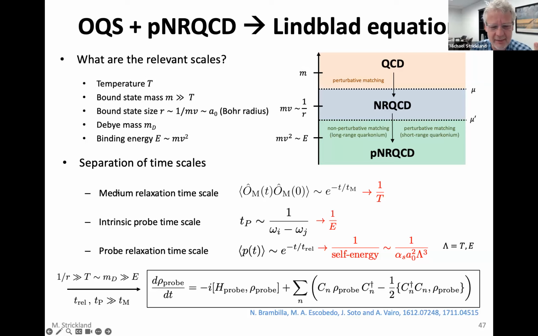One is the medium relaxation timescale. That's how fast the system itself, like in this case, the quark-gluon plasma, the light degrees of it, relax back to equilibrium after I perturb it with my probe. And in general, that's given by some expectation value of a correlator between two medium operators. At least in the high temperature limit, this is going to be proportional to 1 over the temperature. And that's true in the quark-gluon plasma.